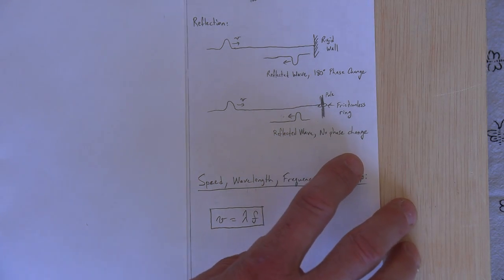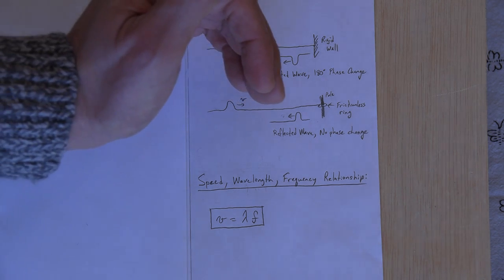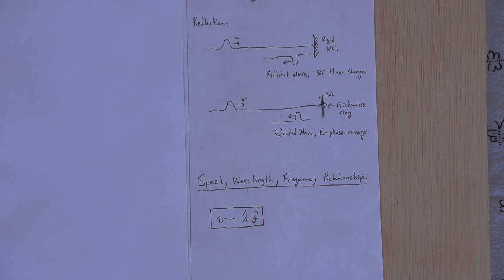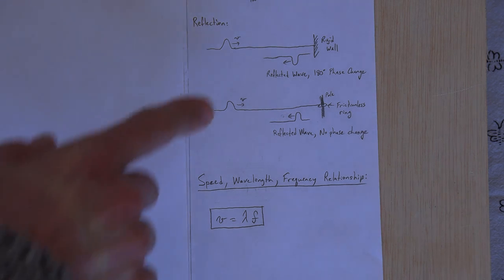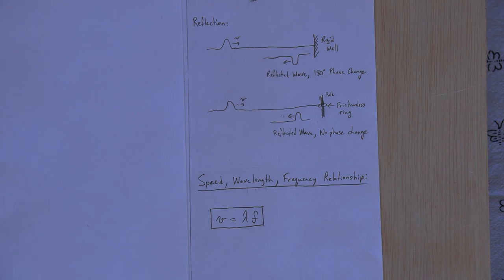If instead we had the wave sent on a spring, and the end of the spring was not connected to a rigid wall, but maybe a frictionless ring on a pole that can slide up and down or side to side without any resistance at all, and you sent a crest, it would reflect off that end of the spring and come back a crest. It would not flip over. There would be no phase change. Here, rigid wall, it flips over. Here, non-rigid boundary, it does not flip over, it comes back upright.